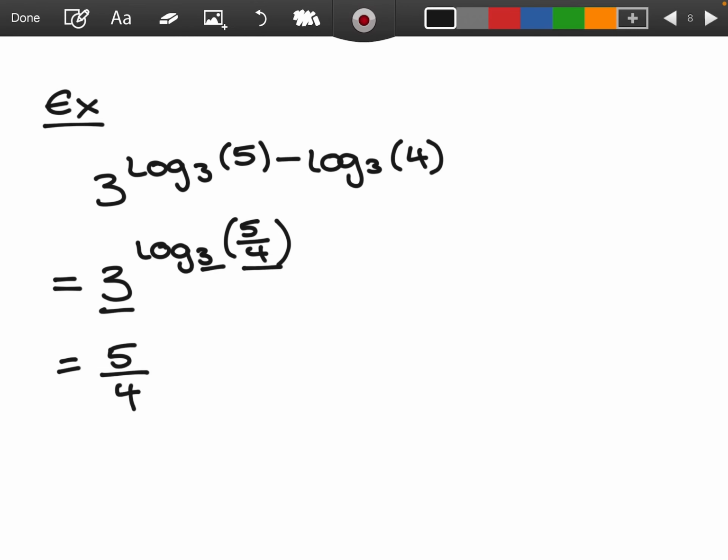In the next video, we're going to look at solving type 1 and type 2 logarithmic equations. And that's where we will use a lot of these properties that we have discussed in this video.